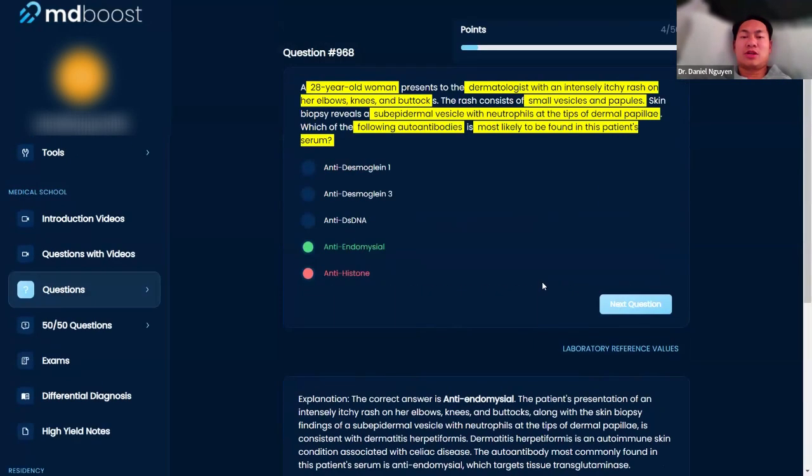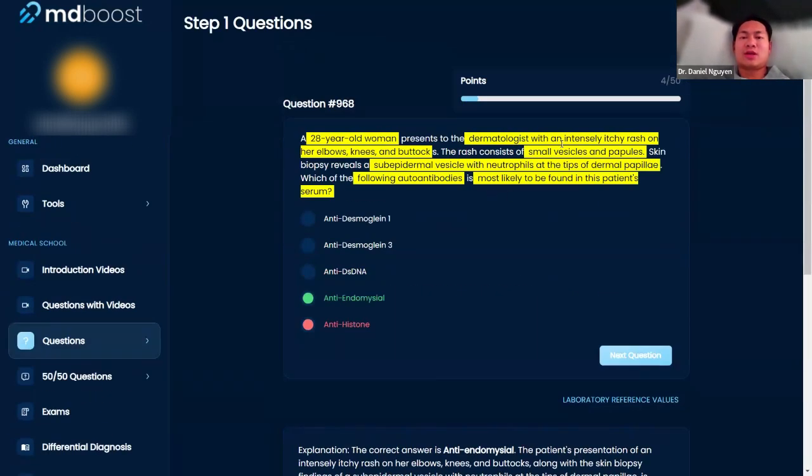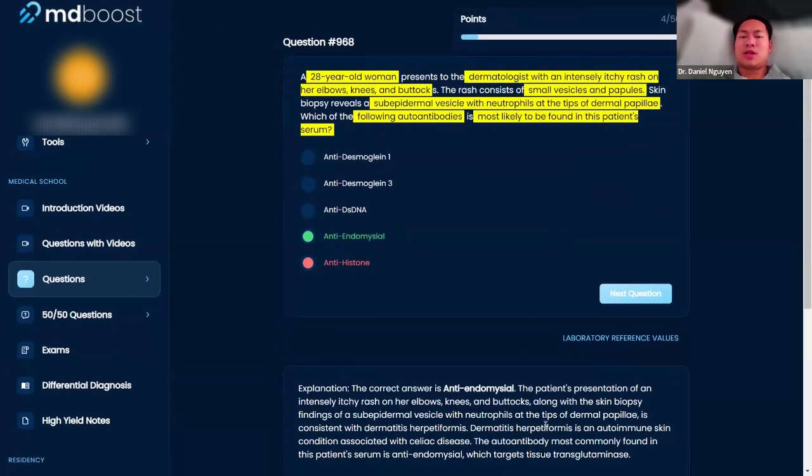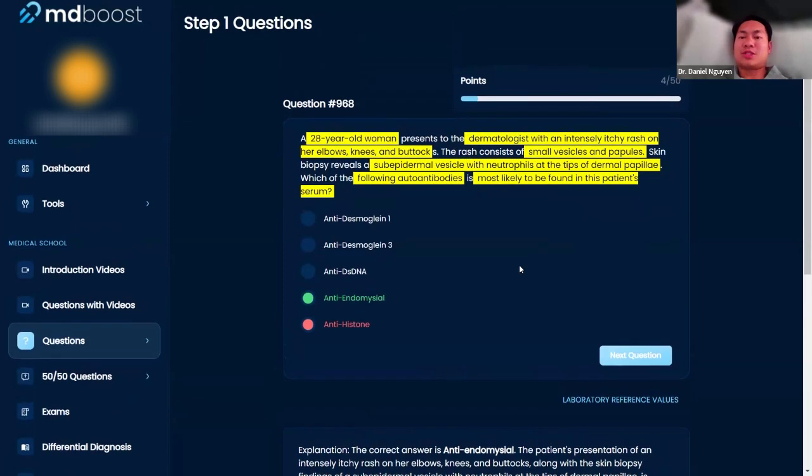So the best answer here is, first you had to recognize that she has these vesicles. And if you're thinking vesicles, you ask, why does it look like herpes? What can be associated with or look like herpes? That's going to be dermatitis herpetiformis. And then what is that associated with? That's associated with celiac disease. So the best answer is going to be anti-endomysial.